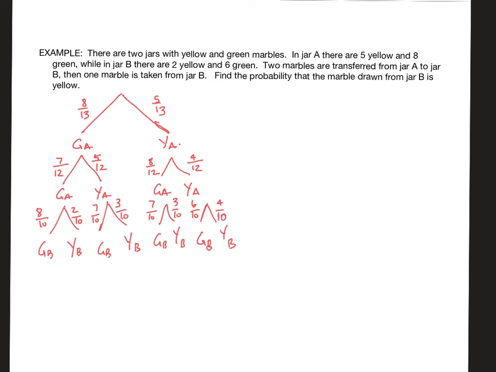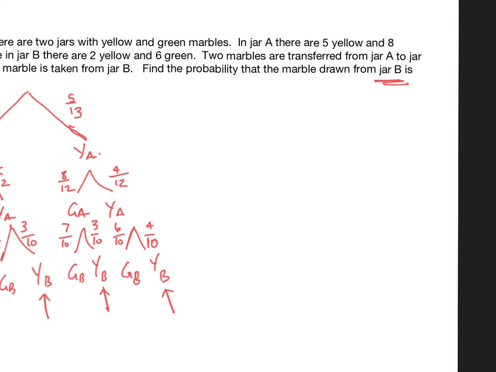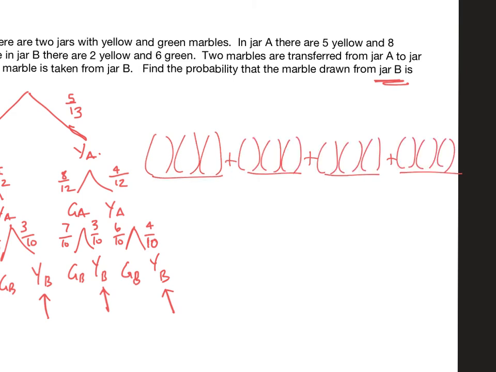Find the probability that the marble drawn from jar B is yellow. Okay, so here's jar B with yellow, jar B with yellow, jar B with yellow, and jar B with yellow. Okay, that means there's 4 separate branches that I need to multiply down, right? I'm going to have to zoom this in so I can write it. Hold on, here we go. There's going to be 1, 2, 3, 4 branches, okay? Each branch has 3 parts to it. So let me pause this while I write this stuff all out.